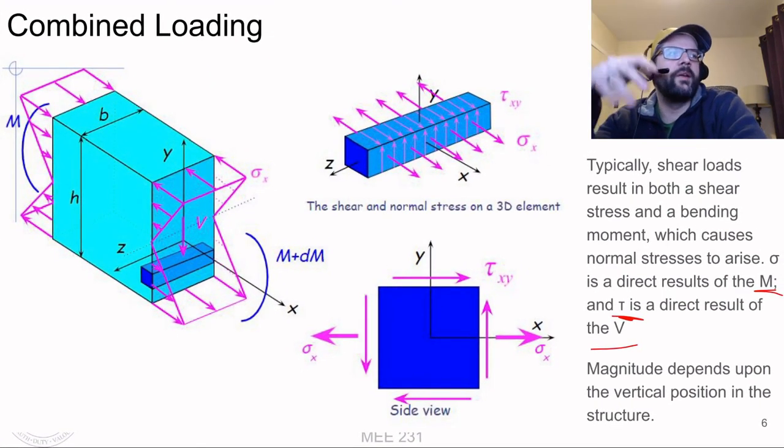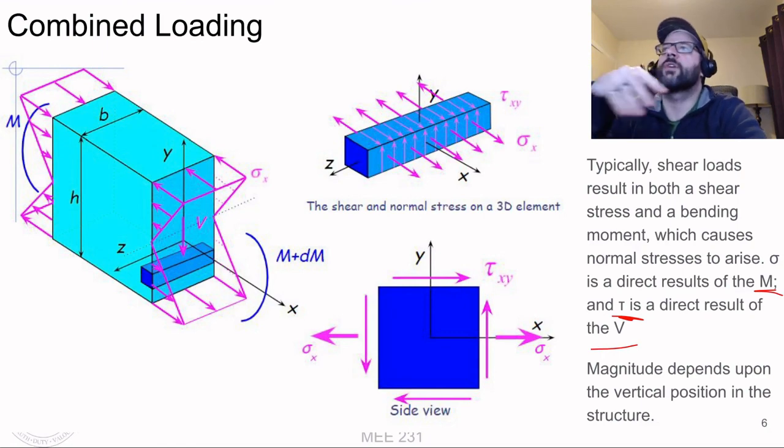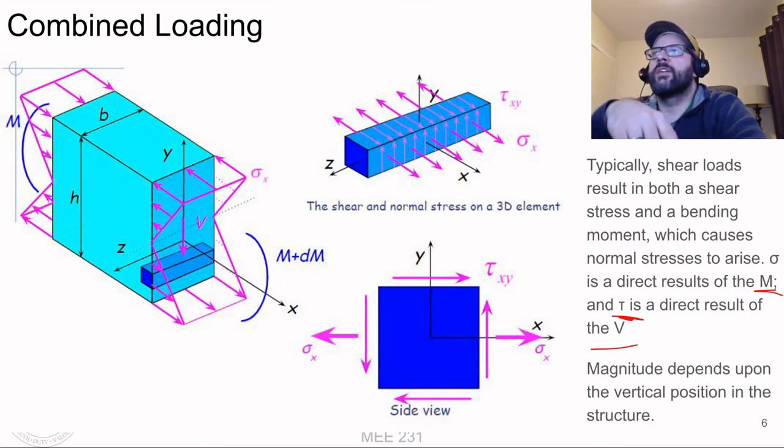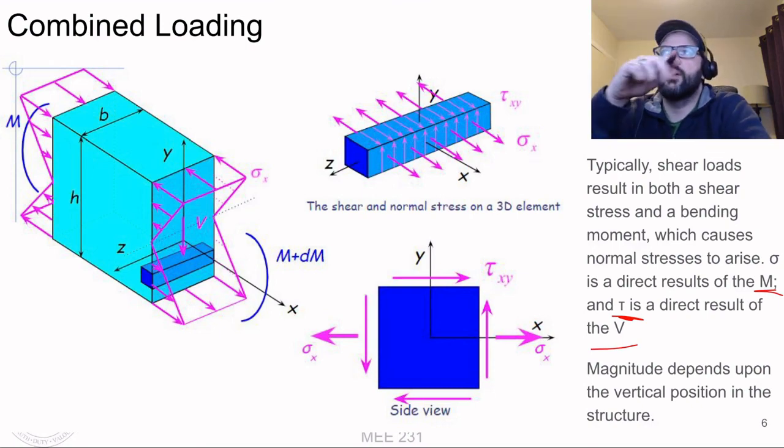And then, of course, the magnitude is going to depend upon the vertical position in the structure. So, again, the point at which the maximum bending stresses occur is always going to be the point that's the furthest from the neutral axis. Whereas the point where the highest shear stress occurs is the point where your Q term is the highest, which happens at the neutral axis.